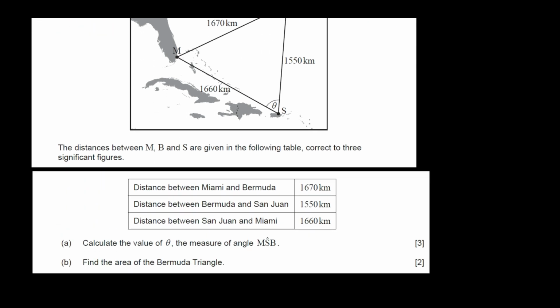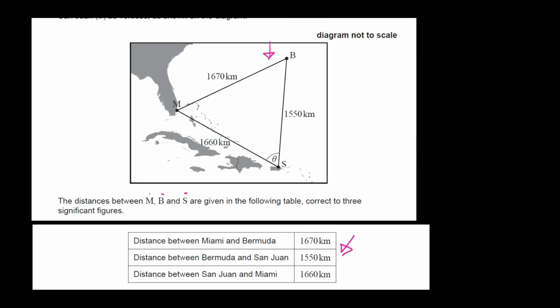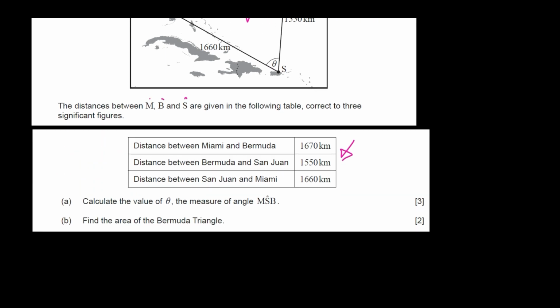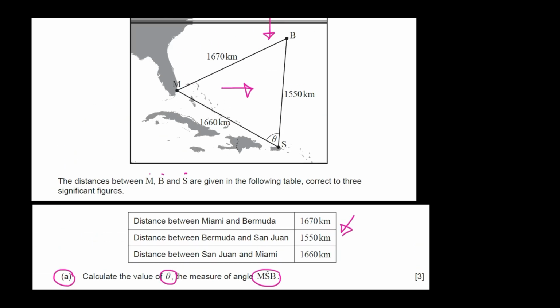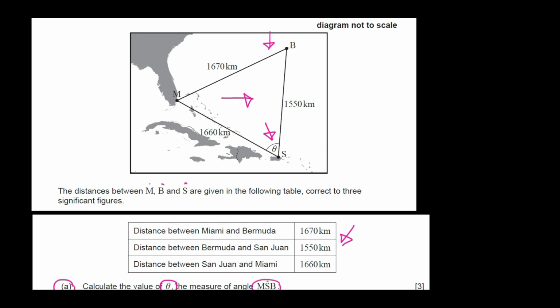Then the distances between these three places, M, B, and S, are given in the following table, which are also shown on the triangle already because we're going to be using the triangle, so that's easier to follow than the table, right? Question A. Calculate the value of theta, which is the measure of the angle MSB. MSB is right here.